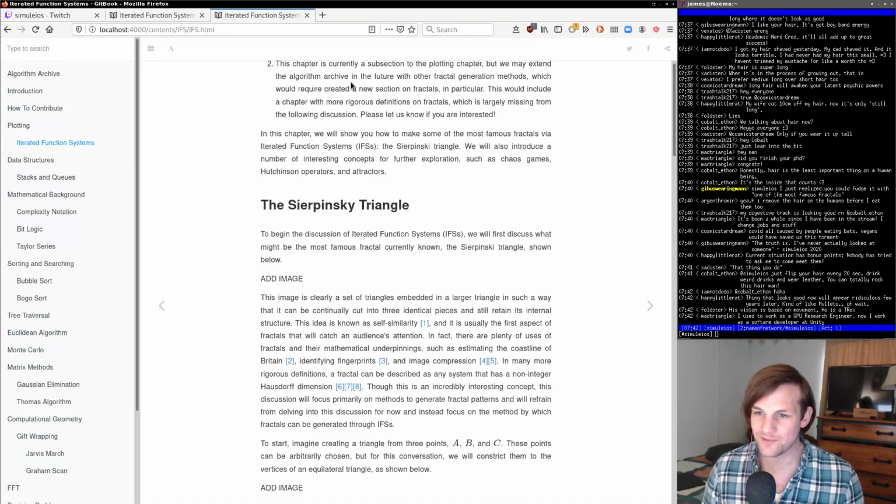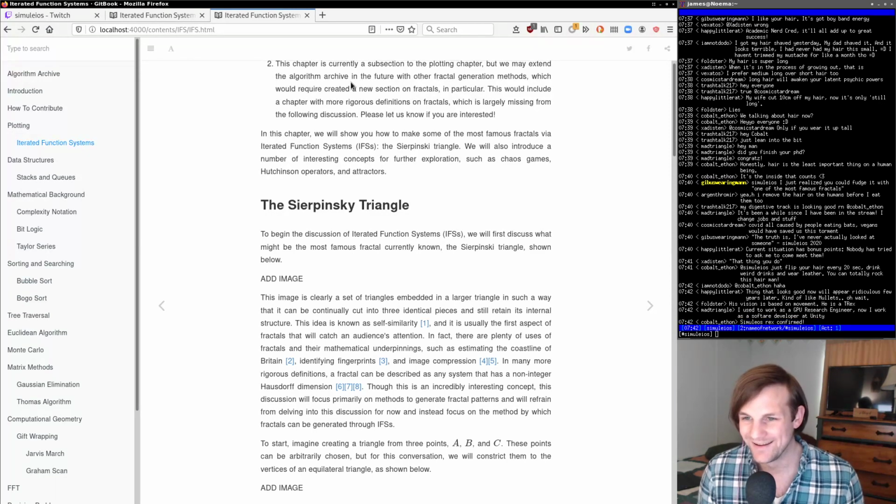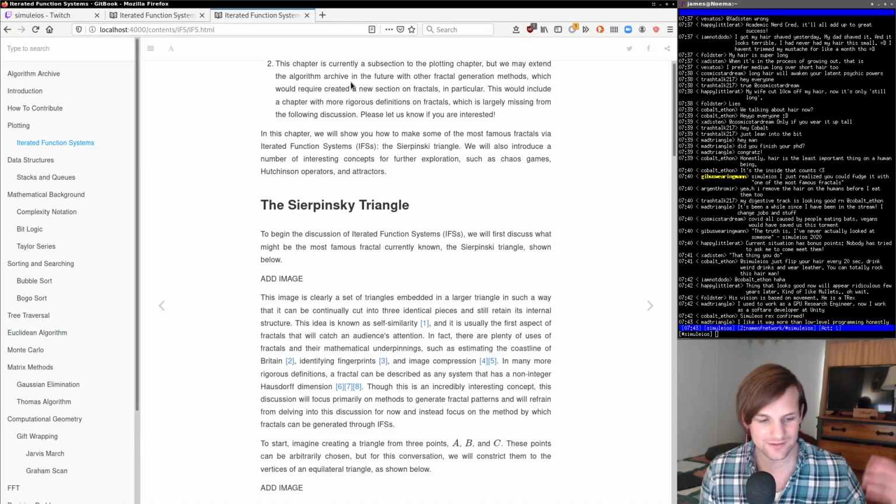You can totally rock this hair, man. Thanks, Cobalt. That thing looked good. Thing that looks good now will appear ridiculous a few years later. Kind of like mullets. No matter what you do, it's gonna look ridiculous, so you just gotta do it. You just own whatever you look like. That's my opinion.